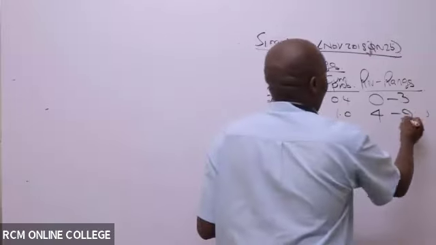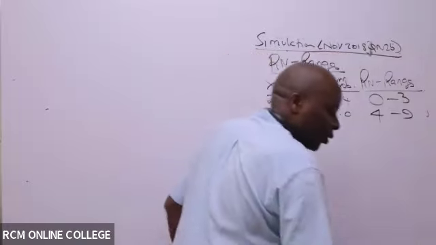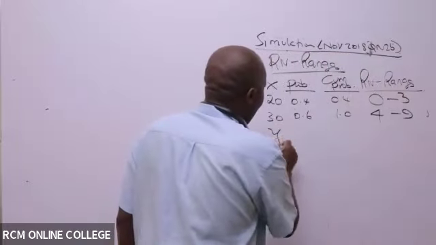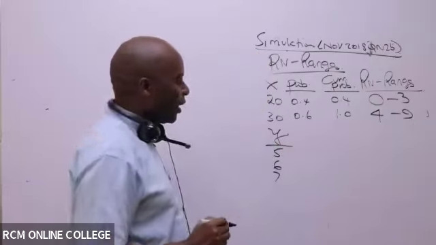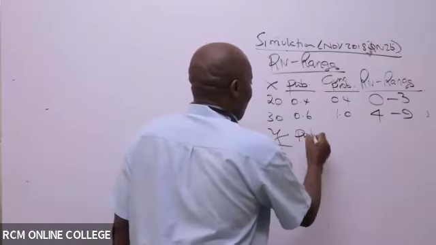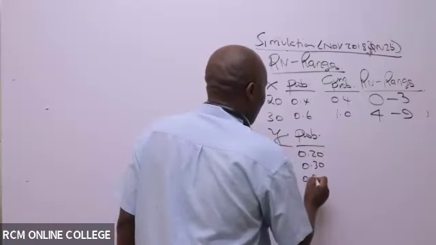Please, let's try this ourselves. So for example, we have here y, which could either be 5, 6, or 7. And then they have given us probabilities. So probabilities, we have 0.20, 0.30, then we have 0.50.